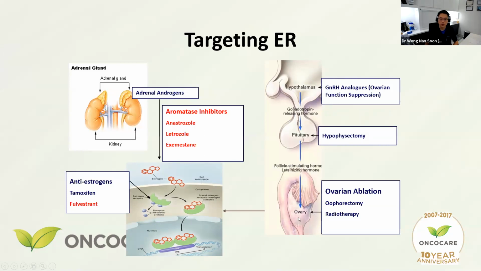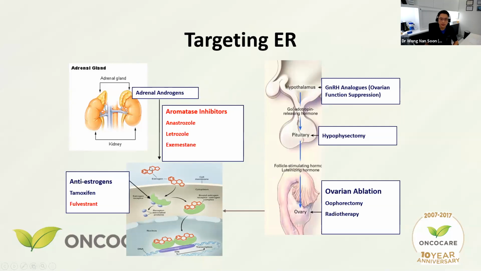In postmenopausal women, where the ovaries are no longer producing estrogens, the primary source of estrogens would come from muscle and fat conversion of adrenal male hormones called androgens into female hormones. And we have drugs called aromatase inhibitors, which can inhibit this conversion of male hormones to estrogens within the postmenopausal female.